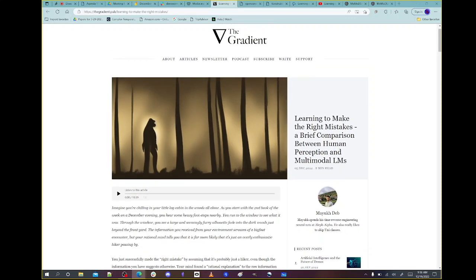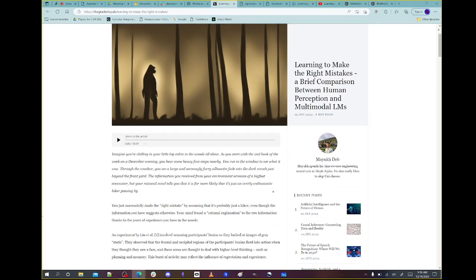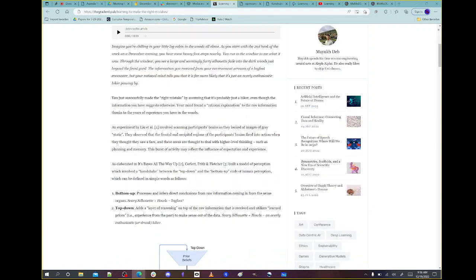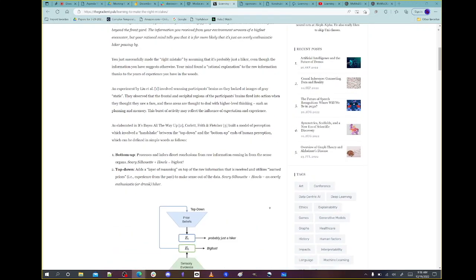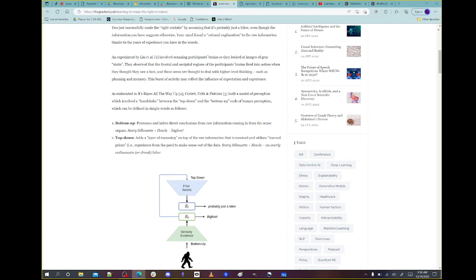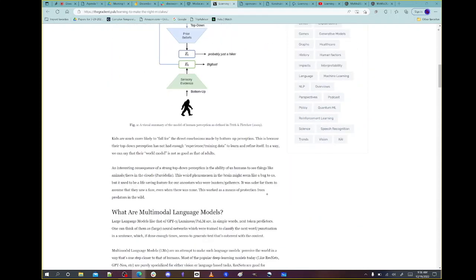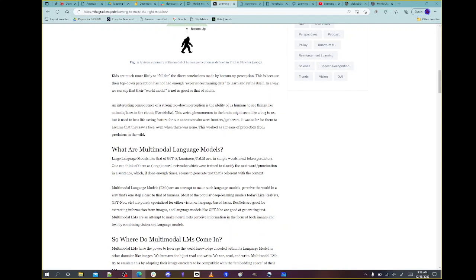Yeah, and he wrote this article, Learning to Make the Right Mistakes, a brief comparison between human perception and multimodal learning machines. And so this is a nice article, kind of goes over some of his thoughts on looking at machine learning models and human perception. So he's looking at things like bottom-up and top-down processing, multimodal language models, which are a class of models where, if you've heard of large language models, that's kind of what they are.